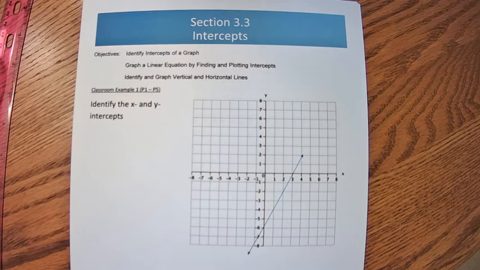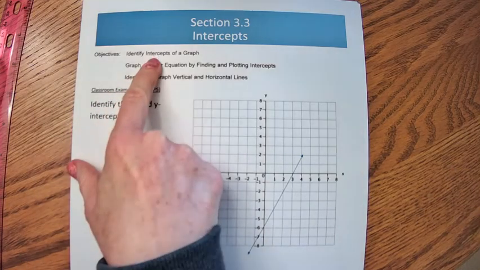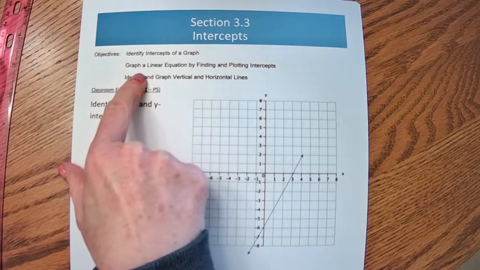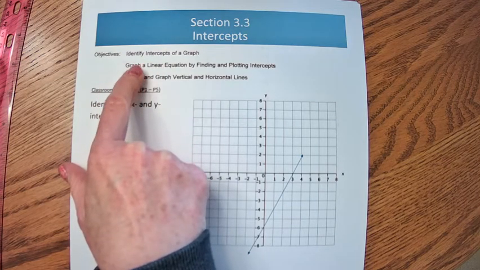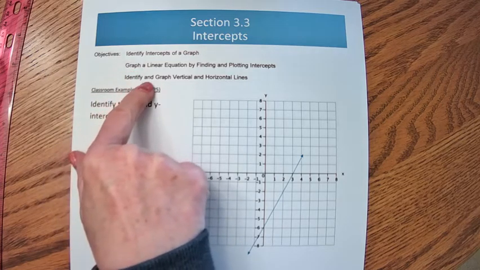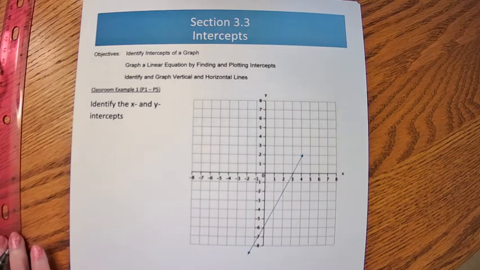Starting in section 3.3, we're going to talk about the intercepts, that means the x and the y intercepts for linear equations. So we'll be able to pick out the intercepts of a graph if we're given one, and then we'll also graph a line by finding two particular points, that would be the x-intercept and the y-intercept, and then we're going to end with finding the x and y intercepts of vertical and horizontal lines. All of the topics that we go through will always end with, okay, now how do horizontal and vertical lines differ?